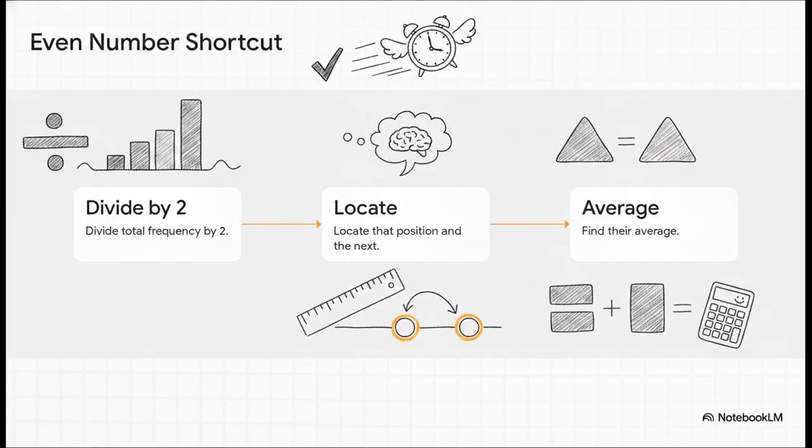Okay, I want to give you a powerful exam shortcut you can memorize right now to save precious time on your test. It's basically a cheat code. Whenever you're asked to find the median for an even number of observations, just follow these 3 quick steps. Step 1, divide the total frequency by 2. Step 2, locate that position and the very next position using a cumulative frequency row. Step 3, find their average. Boom! Commit that to memory, and you're going to fly through these questions.